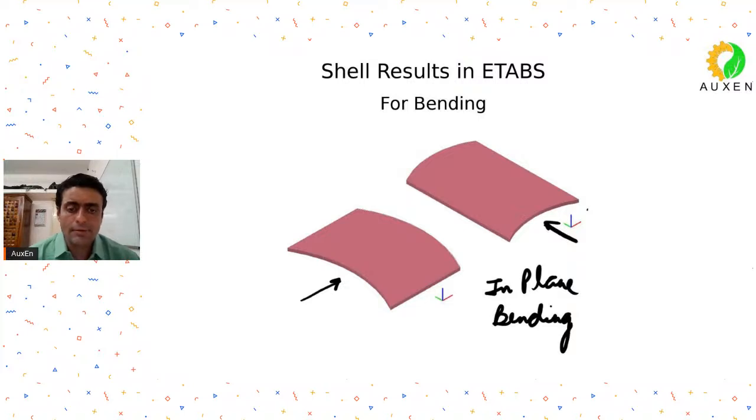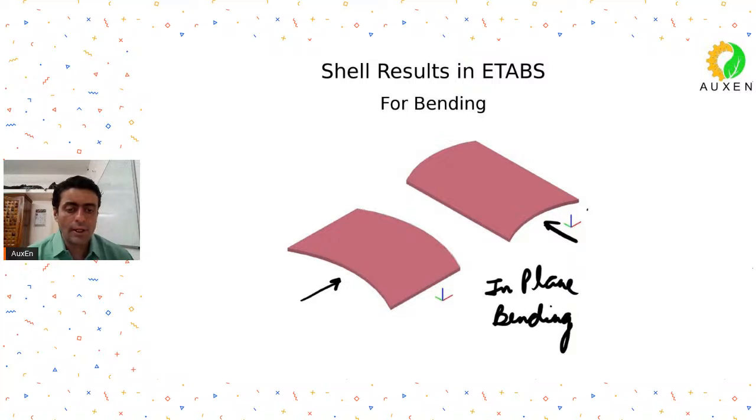General RCC slabs 150 thick with proper reinforcement without openings behave as a good rigid diaphragm. But in flexible diaphragms, there is a problem, isn't it? In in-plane bending, you do not get good resistance. So then we have to do all sorts of jugglery.